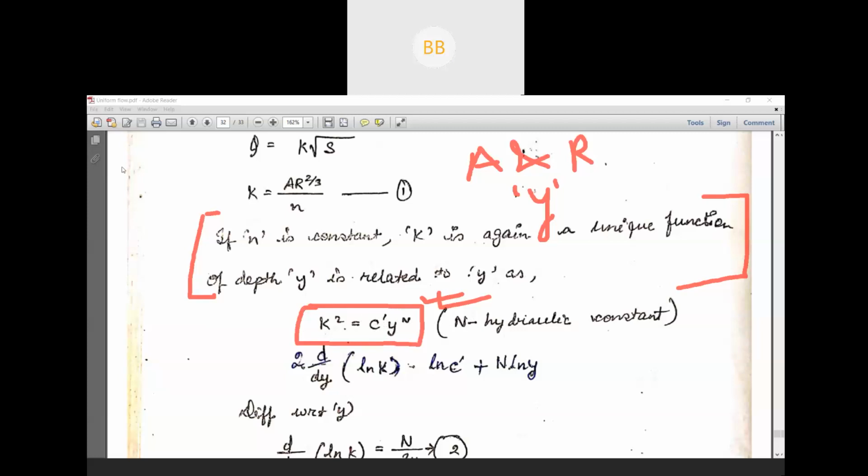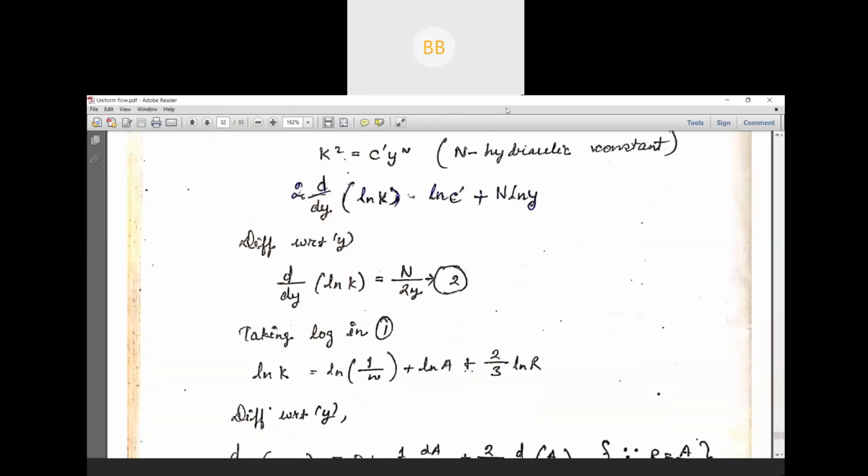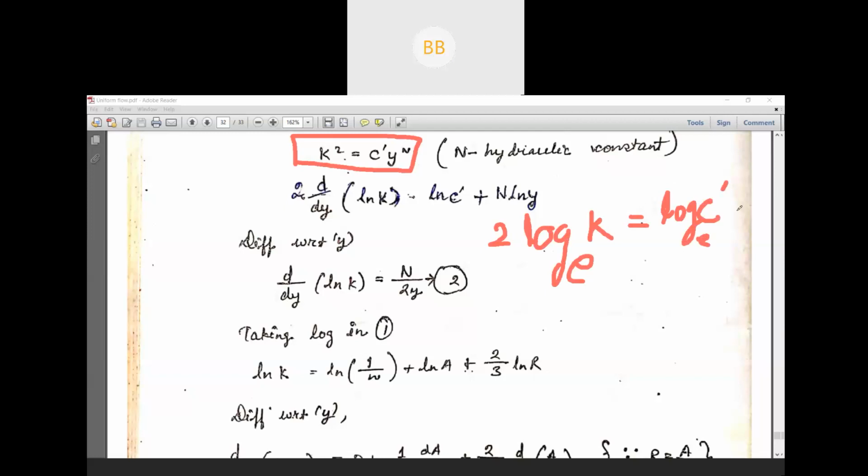These things are the same as in Sage's equation. Then we first take the logarithm. If you take log, it will be log_e K is equal to log_e c dash plus N log_e y. Taking log on both sides, you get this expression. Here I am using ln, which is nothing but log_e, so you can directly write this also.